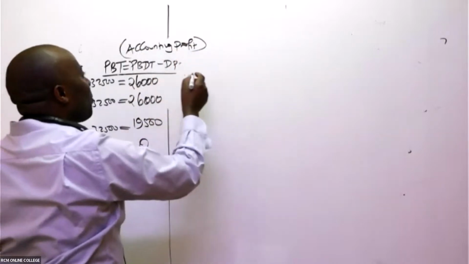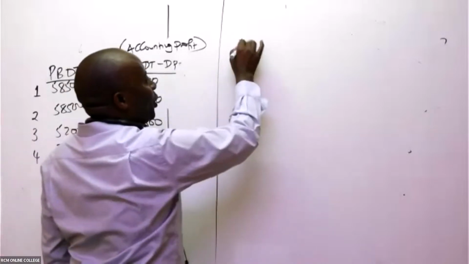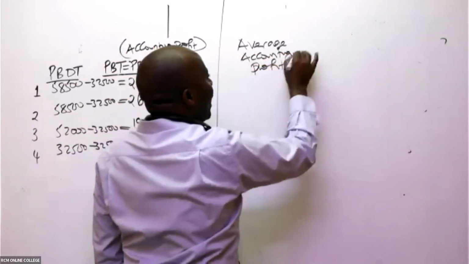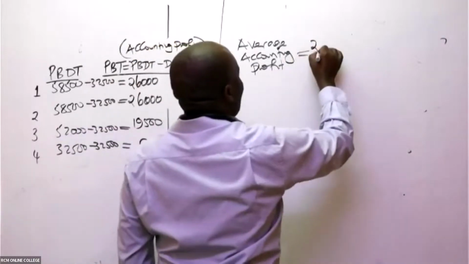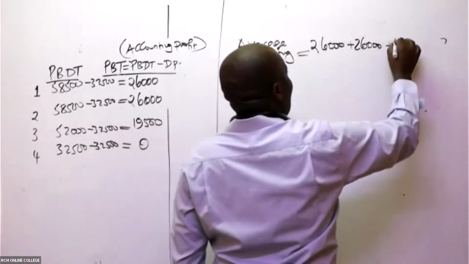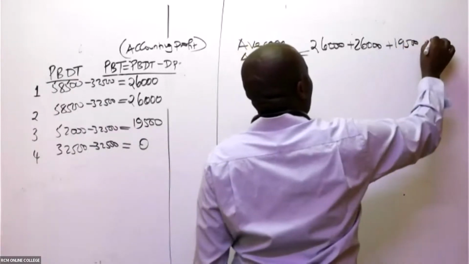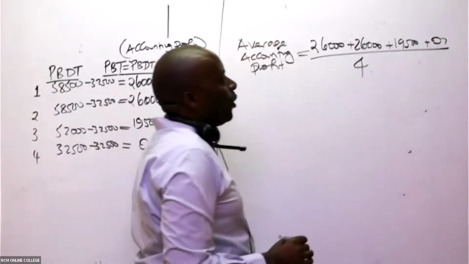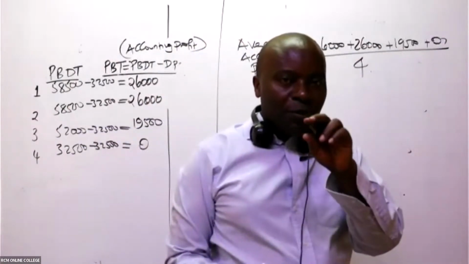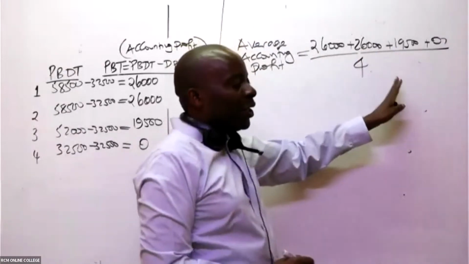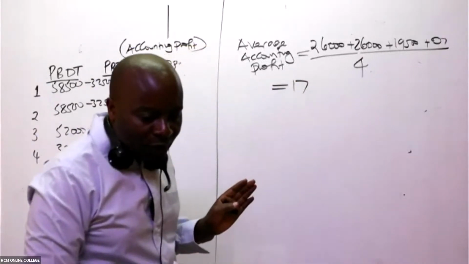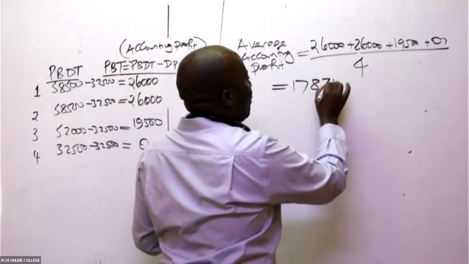Once you give me these accounting profits, remember in the numerator, I need to average them. The average accounting profit will be 26,000 plus 26,000 plus 19,500 plus 0, divided by 4 years. Many students reached here but thought that 0 cannot be accounted for, so they were dividing by 3, which was wrong. So this gives us 17,875.